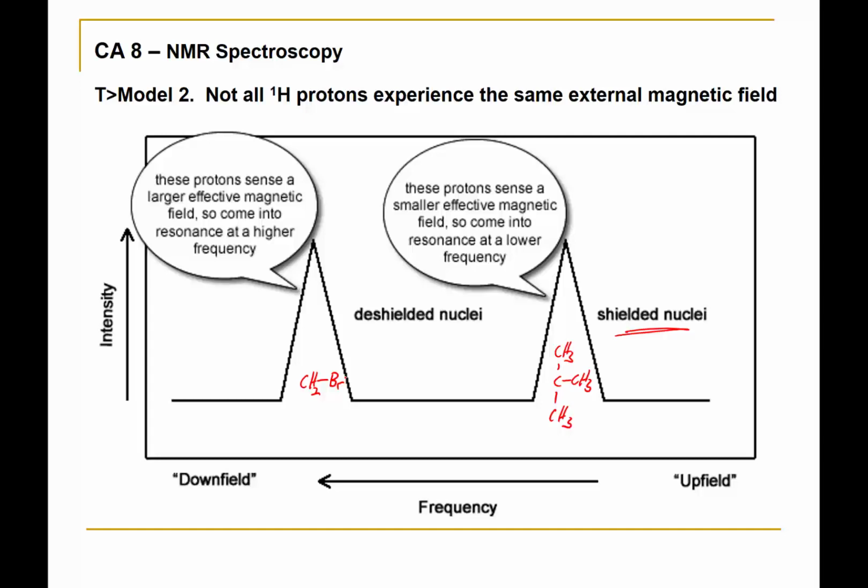Now I realize that these terms here, upfield and downfield, can be a little bit confusing, and this has more to do with an historical convention. So we say that protons that are in a deshielded environment are shifted downfield.